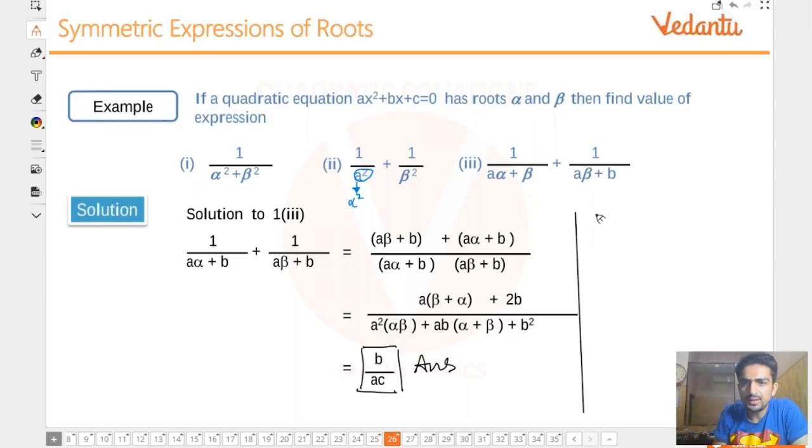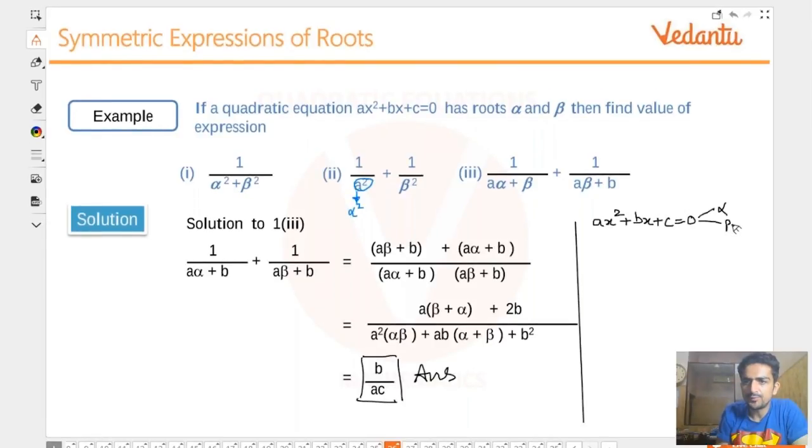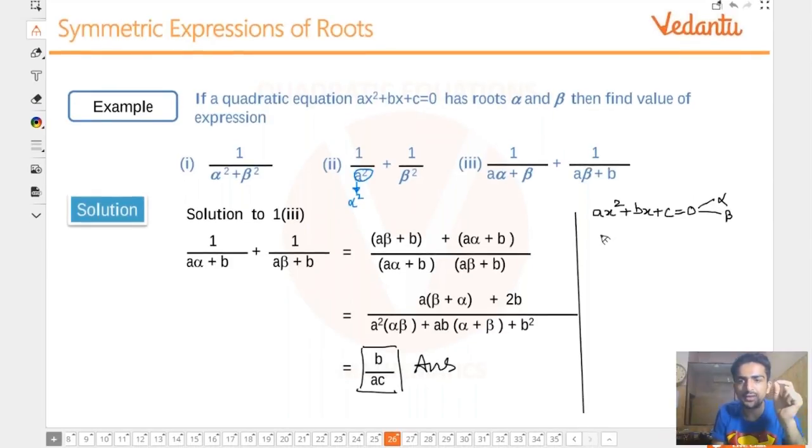What I want to convey is: ax square plus bx plus c equal to 0 has roots alpha and beta, right? Now, if alpha is a root, clearly I can say a alpha square plus b alpha plus c is 0. And beta is a root, so I can say a beta square plus b beta plus c is 0. Root satisfies the equation. This is a very important point.